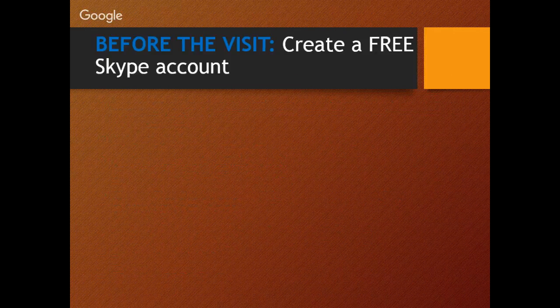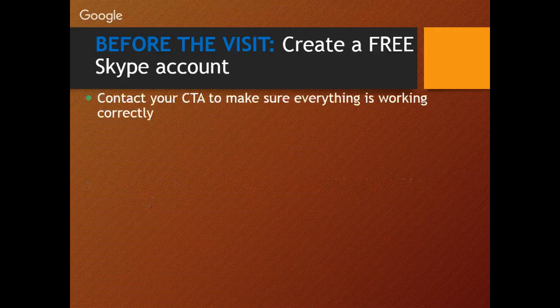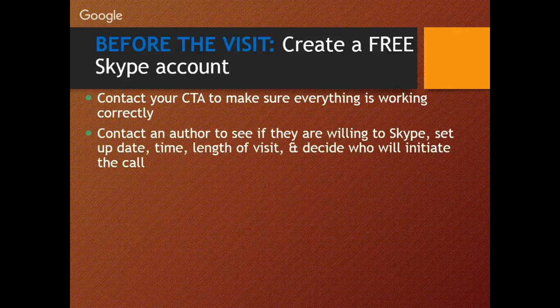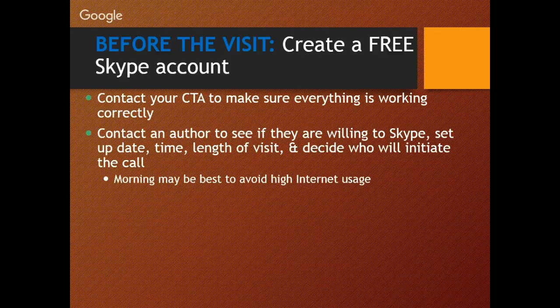One thing to remember before the visit is you need to create a free Skype account. Once you have created your account, you can contact your CTA to make sure everything is working correctly. Then contact an author to see if they are willing to Skype. Then set up a date, time, length of visit, and decide who will initiate the call. Morning may be the best time to avoid high internet usage.